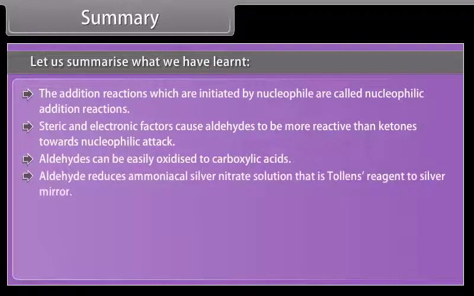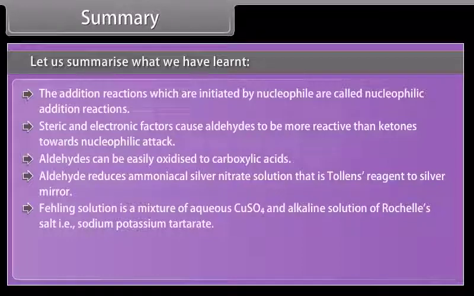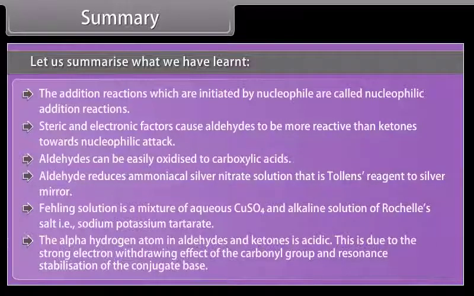Aldehyde reduces ammoniacal silver nitrate solution, that is Tollens reagent, to a silver mirror. Fehling solution is a mixture of aqueous copper sulfate and alkaline solution of Rochelle's salt, that is sodium potassium tartrate. The alpha hydrogen atom in aldehydes and ketones is acidic. This is due to the strong electron withdrawing effect of the carbonyl group and resonance stabilization of the conjugate base.